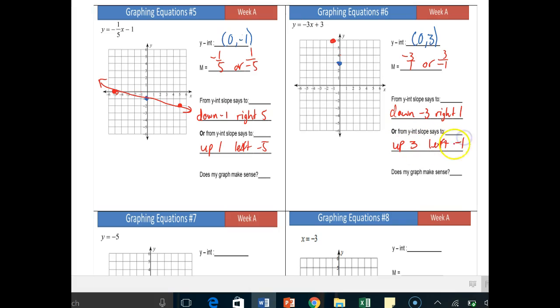So I started by doing up and left negative 1, so now I'll do down and right. So down 3, right positive 1, down 1, 2, 3, right positive 1. Sorry, right positive 1, not negative 1. So I have a negative sloping line. As I read it left to right, it goes down, at a positive y-intercept at 3.